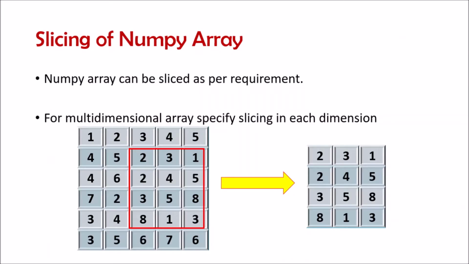After creating a NumPy array, we will discuss how to slice a NumPy array. What is meant by this? A NumPy array can be sliced as per requirement. It means that for a multidimensional array, you can do specific slicing in each direction. In this example, there are 6 rows and 5 columns, and you want to slice the part highlighted by the red boundary. Out of those 6 rows and 5 columns, you want only that size of 4 rows and 3 columns. The values I want are 2 3 1 2 4 5 3 5 8 8 1 3.